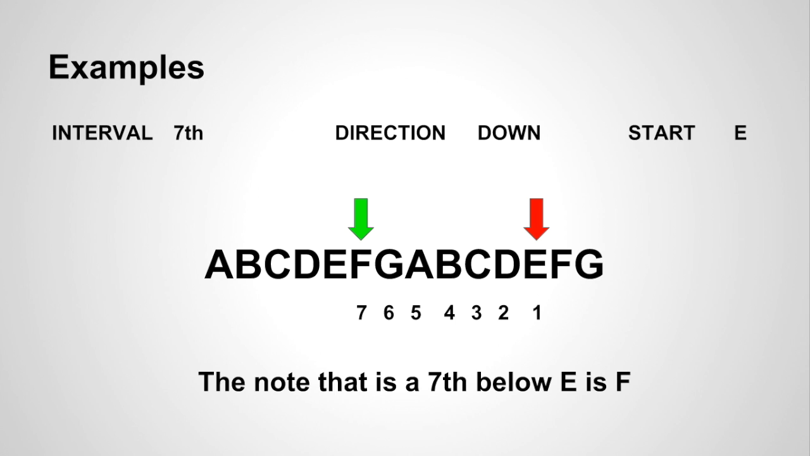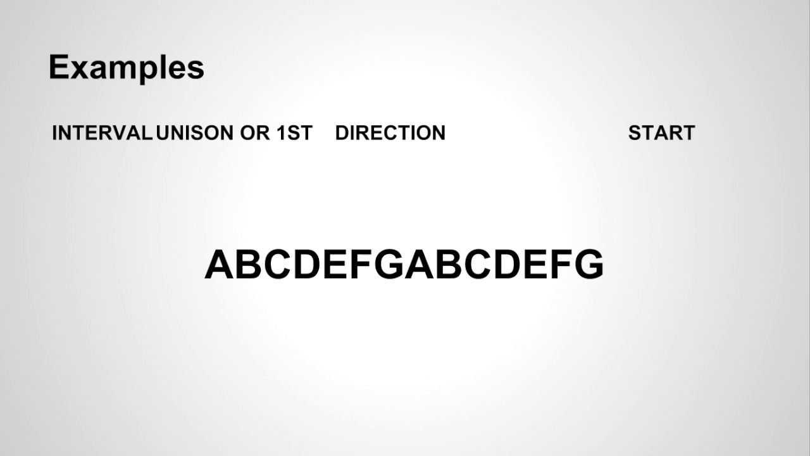Let's do a final one here. Here's A, B, C, D, E, F, G. A, B, C, D, your alphabet. Interval, direction, and starting pitch. A unison or a first? I would like to know how far away, what note is a unison down or below G. What note is a unison below G?